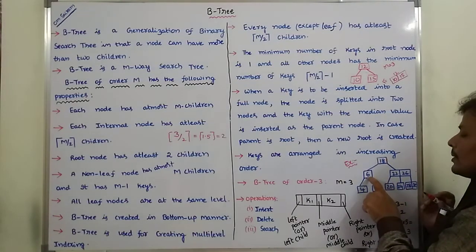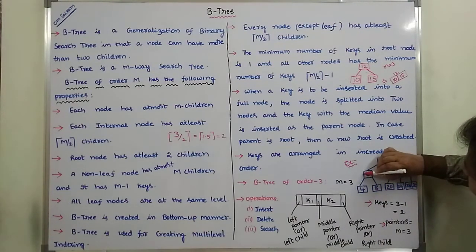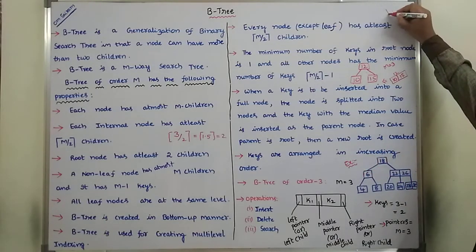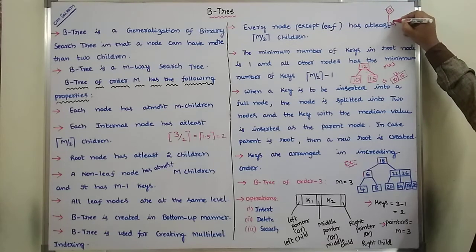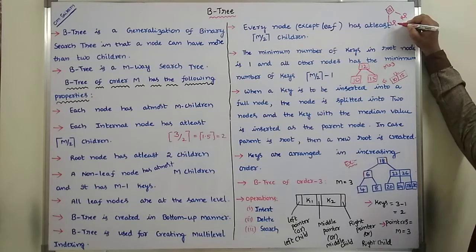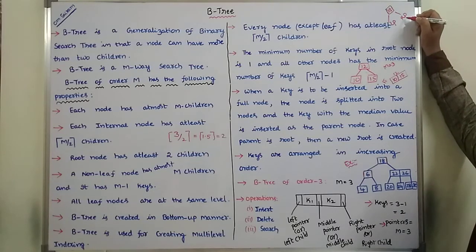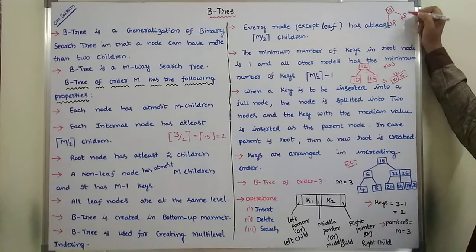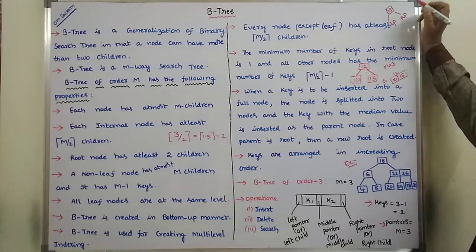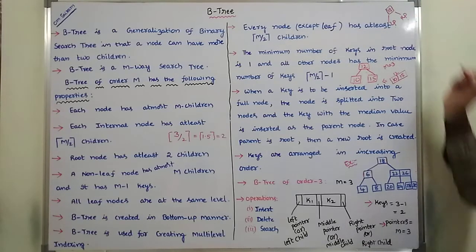Now here 6 is there. This is the left pointer and this is the right pointer. Suppose we are taking a node. This is 18. This line represents the left pointer and this line represents the right pointer. Left pointer points to a left subtree. It contains the key values less than 18. Right pointer contains the key values that are greater than 18.